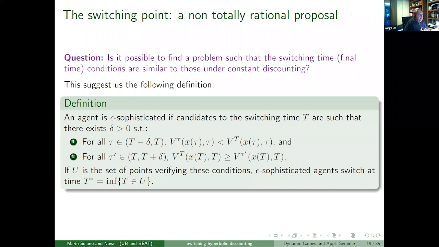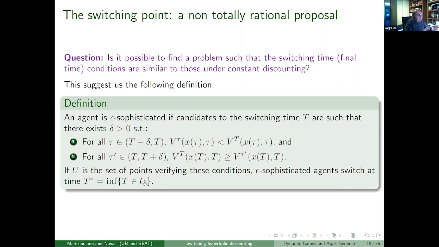And the answer is affirmative if we introduce the concept of epsilon sophisticated. That is the following definition. This is just a local definition that says that if capital T is a switching time, it must happen that locally it would provide the higher value. So when you compare with possible switching times before this capital T, we get lower values. And we do the same with possible times after this capital T, we also get lower values. So that is like a local maximum. From this, we can identify all the switching times, and we will define the real one, the one that we will follow, as the lowest of this collection of switching times.